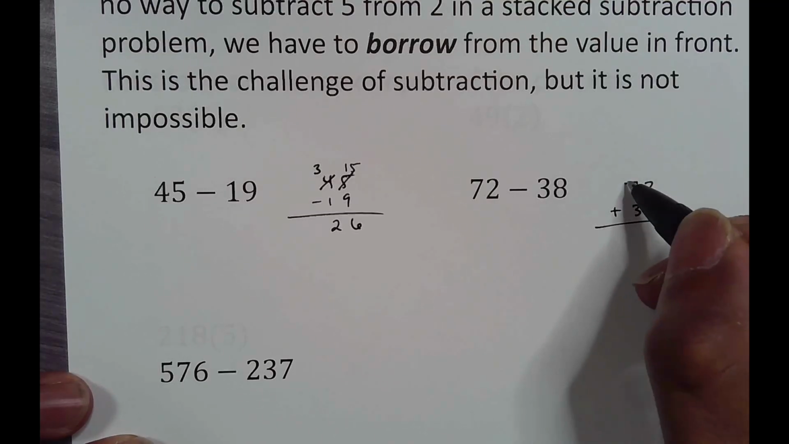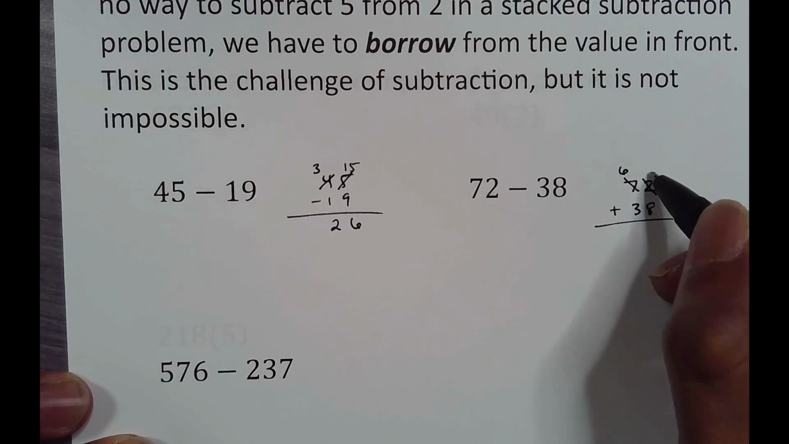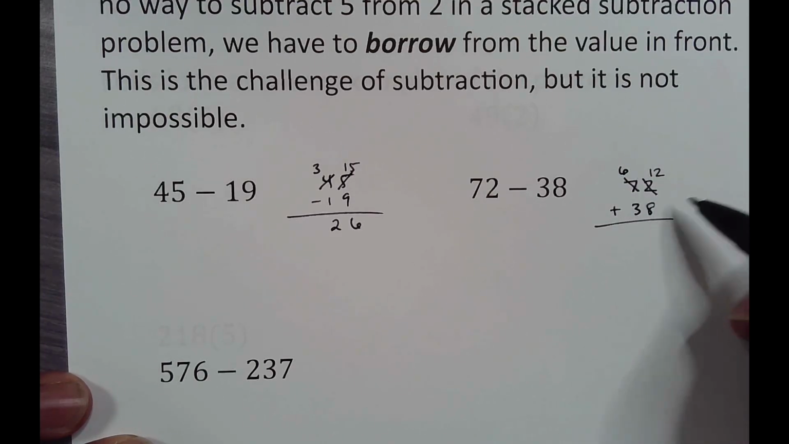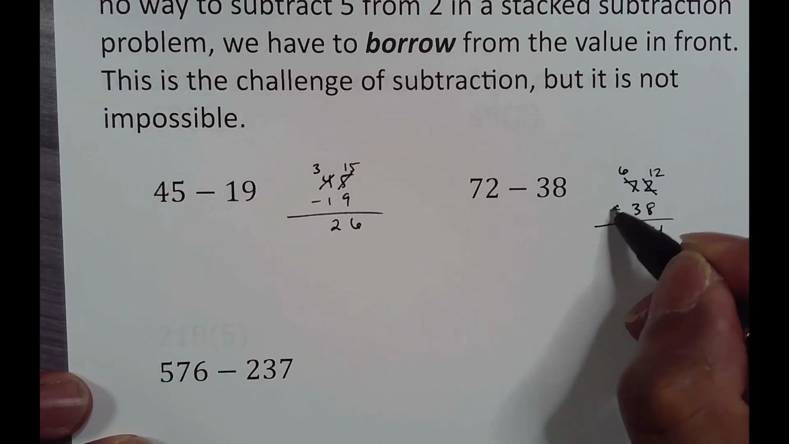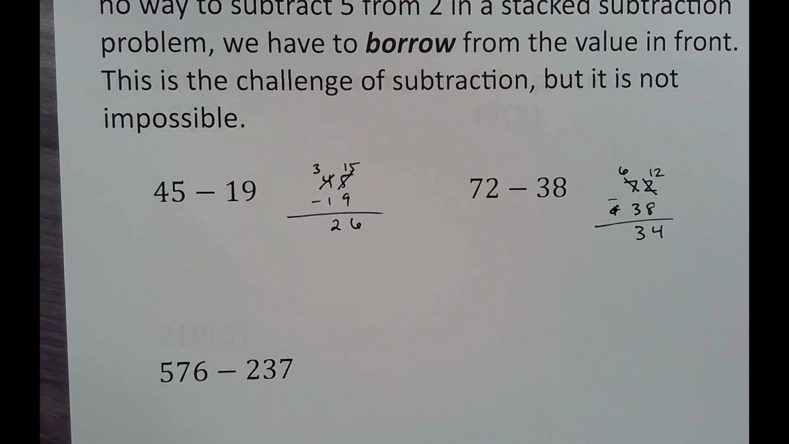So again, we'll go to 7 and we'll borrow from 7, turning it into a 6, adding 10 to 2 and making it a 12. Now, the 12 minus 8, again, I'll just tell you, is 4. And then 6 minus 3 is 3.